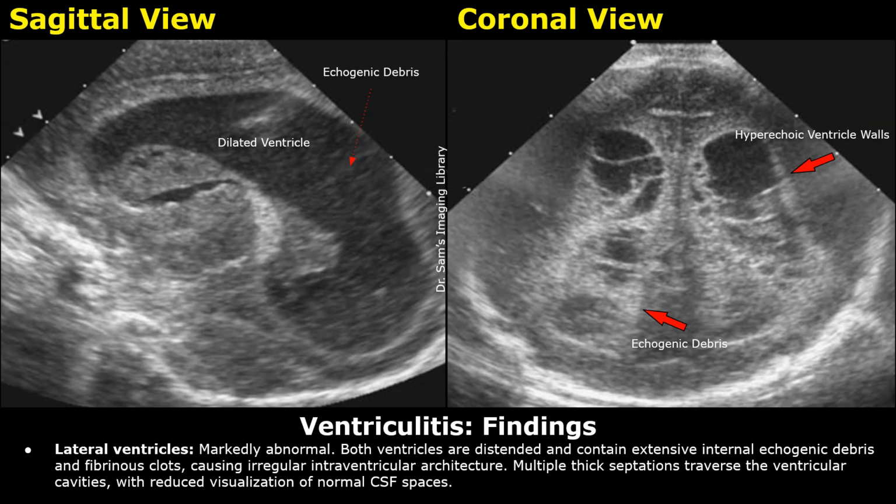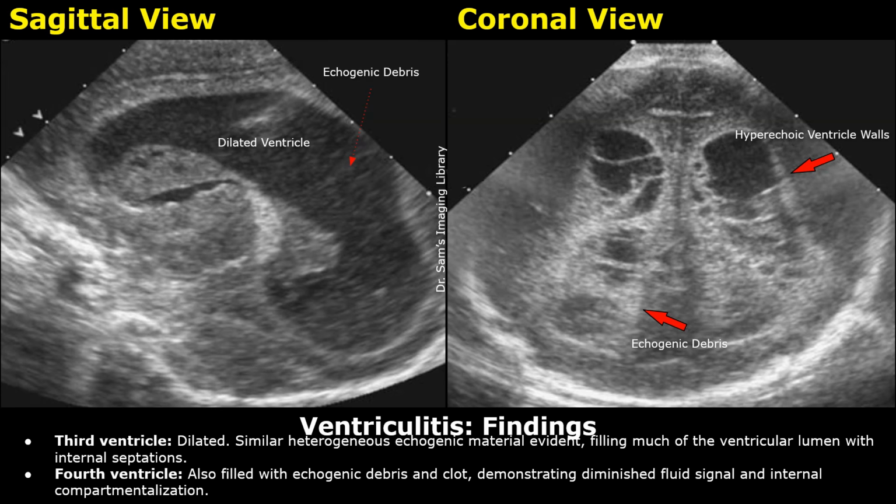Both ventricles are distended and contain extensive internal echogenic debris and fibrinous clots, causing irregular intraventricular architecture. Multiple thick septations traverse the ventricular cavities, with reduced visualization of normal CSF spaces. Third ventricle, dilated, similar heterogeneous echogenic material evident, filling much of the ventricular lumen with internal septations. Fourth ventricle is also filled with echogenic debris and clot, demonstrating diminished fluid signal and internal compartmentalization.